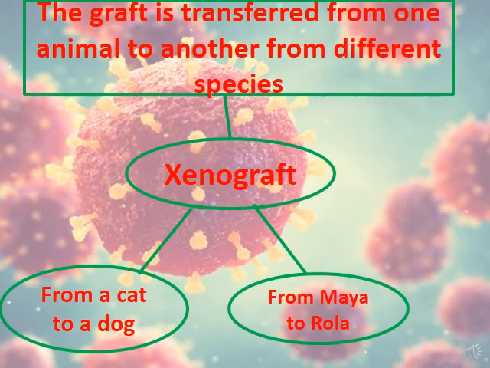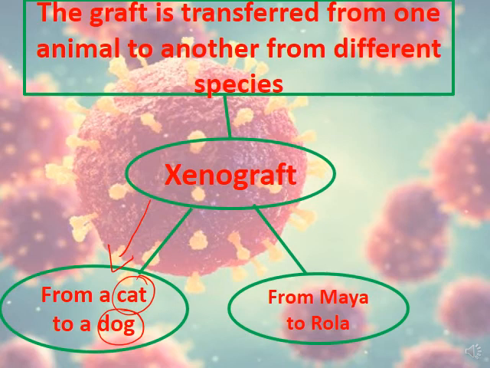The last type of graft is called xenograft. Xenograft is the graft that's done between two different individuals that belong to different species. For example, from a cat to a dog, from a dog to a horse, from a horse to, let's say, a zebra, from a zebra to a lion. They belong to different species. From a human to a dog, or from a dog to a human, they belong to different species. So this is an example. From a cat to a dog, or a cat and, for example, a hen, they are different species.